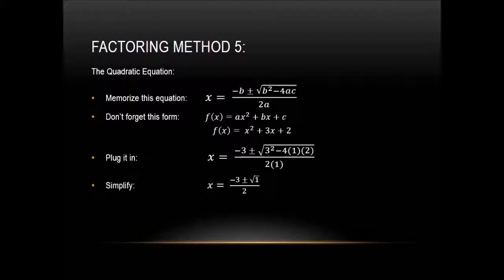So we get negative 3 plus or minus the square root of 1 over 2. And then let's break that apart. So that's negative 3 minus 1 and then negative 3 plus 1. And if we simplify that even more, we get negative 2 and negative 1.